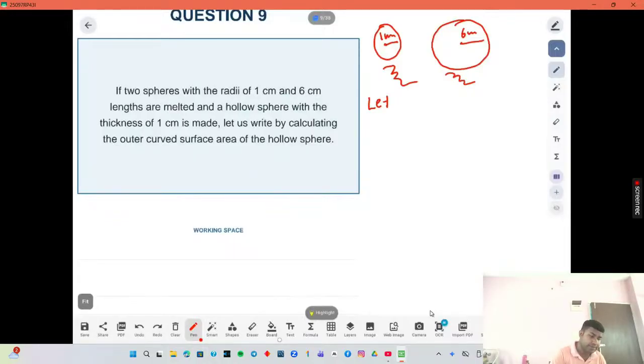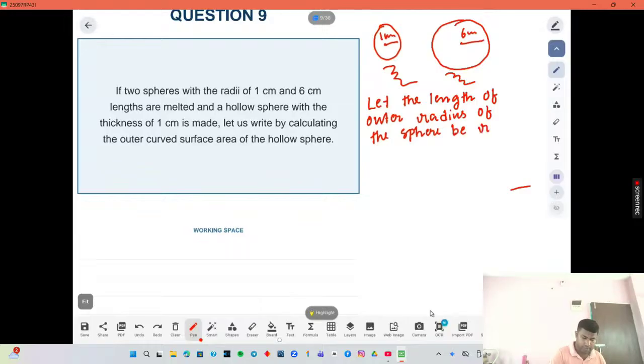Let the length of the outer radius of the sphere be r centimeter.